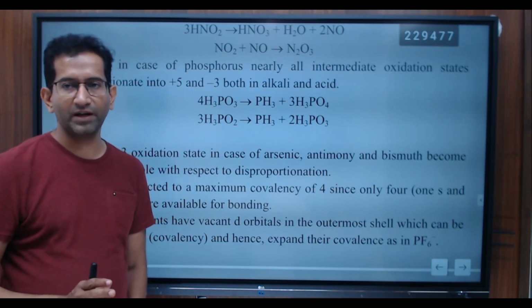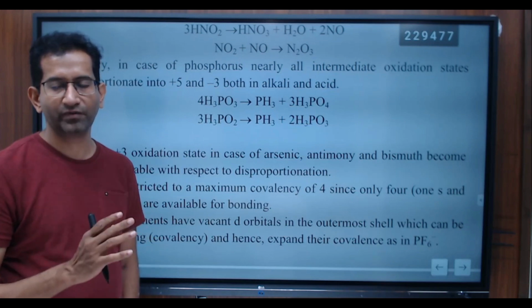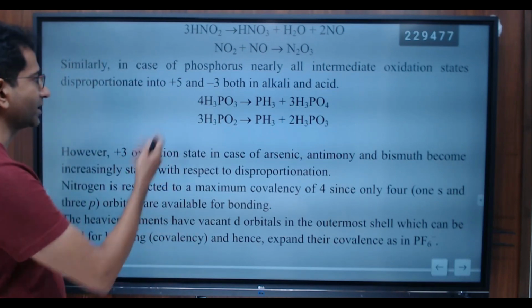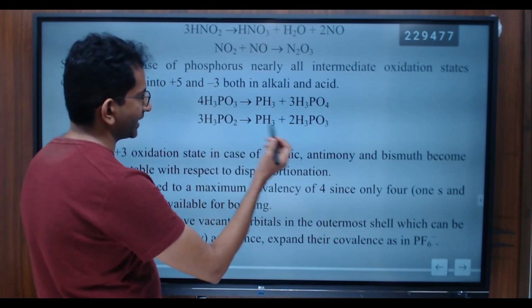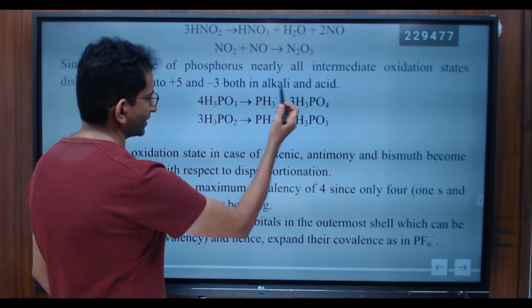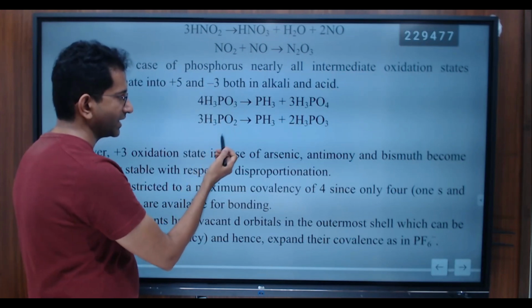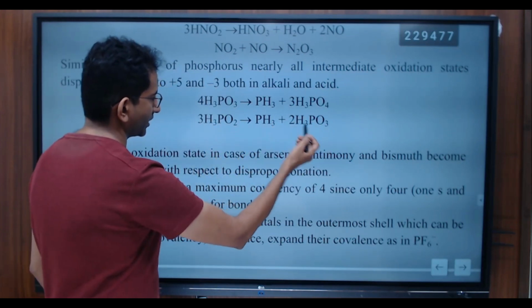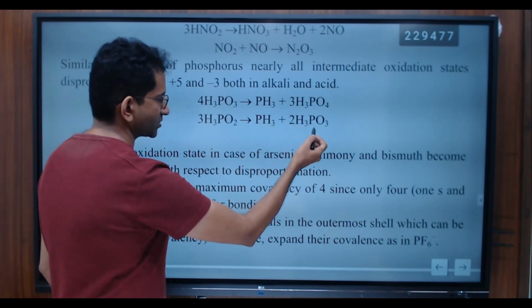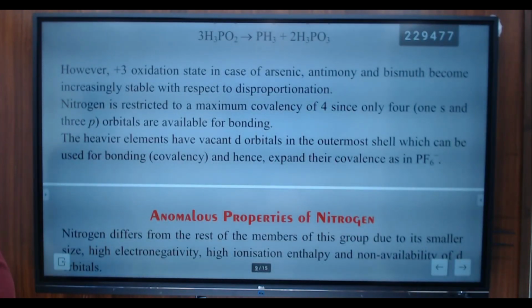Similarly, in the case of phosphorus, nearly all the oxidation states disproportionate into -3 and +5 oxidation states. Like 4H3PO3 gives PH3 and 3H3PO4, in which H3PO3 has +3 oxidation state and converts into -3 and +5. You can see H3PO2, in which phosphorus has oxidation state +1, converts to PH3 and H3PO3, in which phosphorus is -3 and in this phosphorus is +3. However, +3 oxidation state in the case of arsenic, antimony and bismuth becomes increasingly stable with respect to disproportionation.